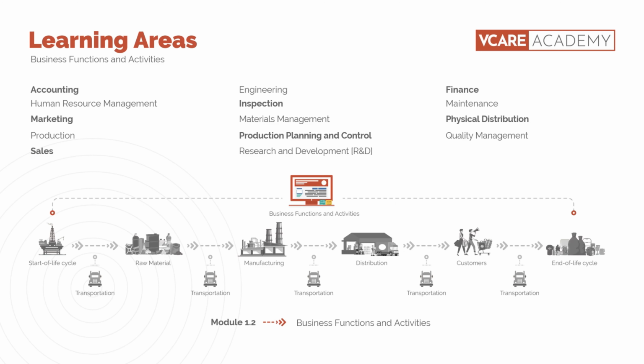Module 1.2, business functions and activities: accounting, engineering, finance, human resource management, inspection, maintenance, and marketing. We will continue the session looking at materials management, a little bit on physical distribution, on production itself, production planning and control, quality management, sales, research and development. A lot of these subjects we will go into a lot more detail during the course itself.